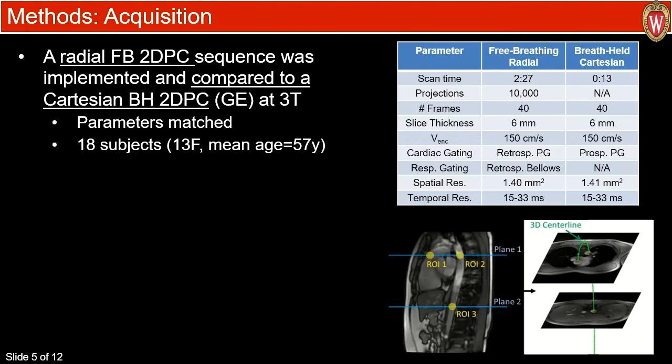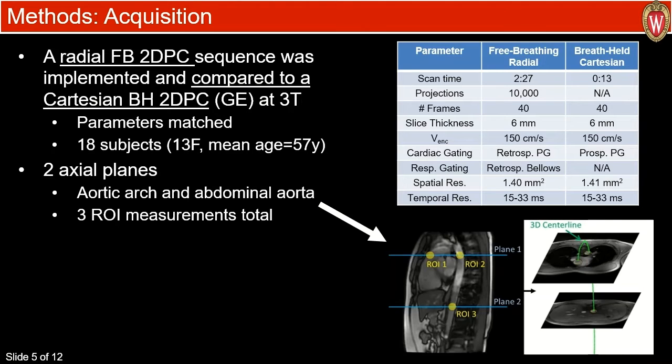Note that for the radial sequence, scan times were about 2.5 minutes using 10,000 projections with retrospective cardiac and respiratory gating. And for the breath hold Cartesian exam, scan times were only around 13 seconds using prospective cardiac gating. Scan parameters and resolutions were matched as best as possible for both sequences.